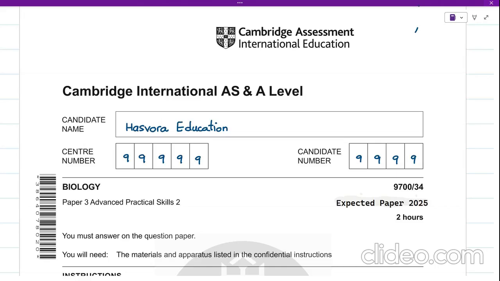Today we are going to be solving the expected paper 2025 P34. In this paper I had just compiled two questions, one from the microscopy section and one from the dilutions, in which we are going to be performing an experiment based on an enzyme. So now let's begin.